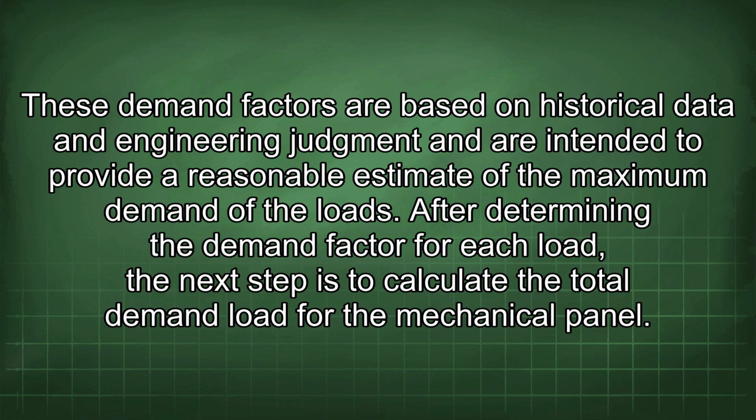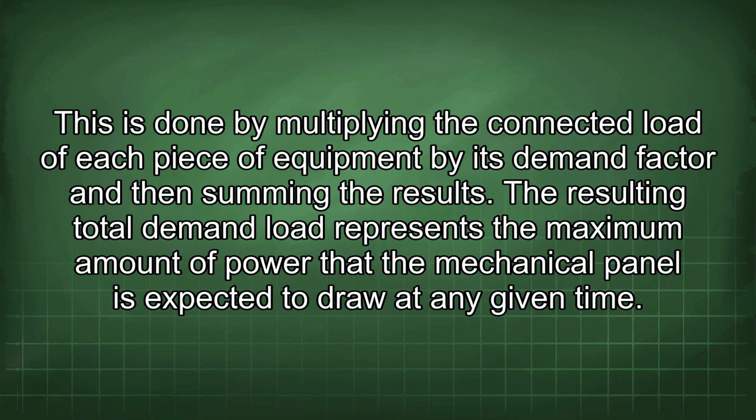After determining the demand factor for each load, the next step is to calculate the total demand load for the mechanical panel. This is done by multiplying the connected load of each piece of equipment by its demand factor and then summing the results. The resulting total demand load represents the maximum amount of power that the mechanical panel is expected to draw at any given time.